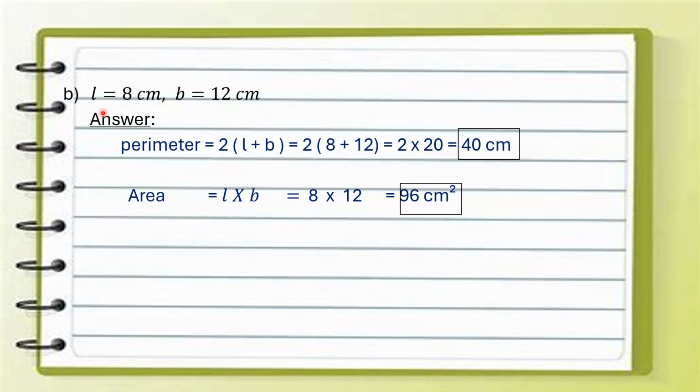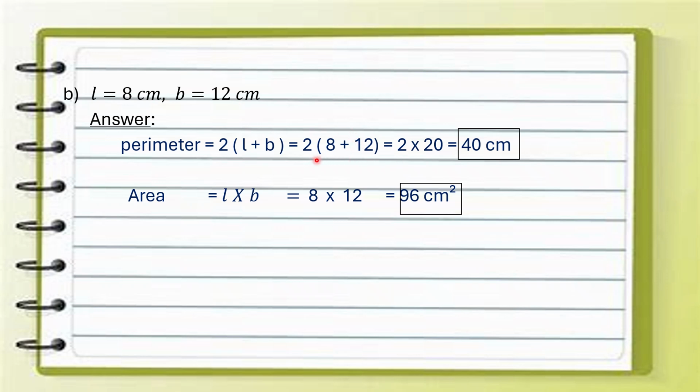B: L equals 8 centimeter, breadth is equals to 12 centimeter. Okay, so what we have to find? We have to find the perimeter and area of a rectangle. Let's calculate the perimeter first. What is the formula? 2 of L plus B. So what we have to do? We have to substitute the values of L and B.